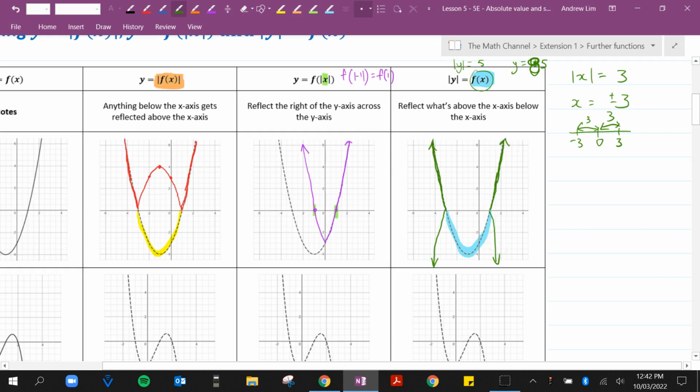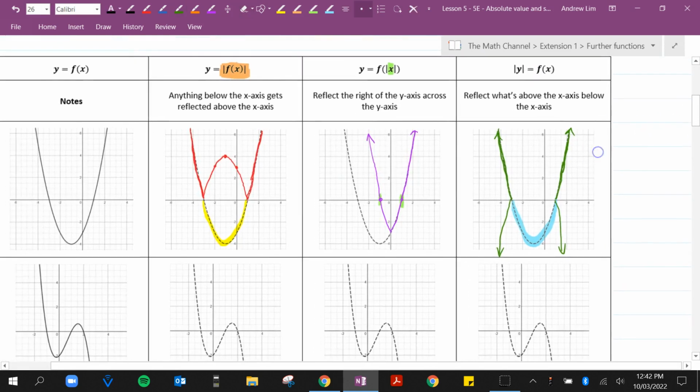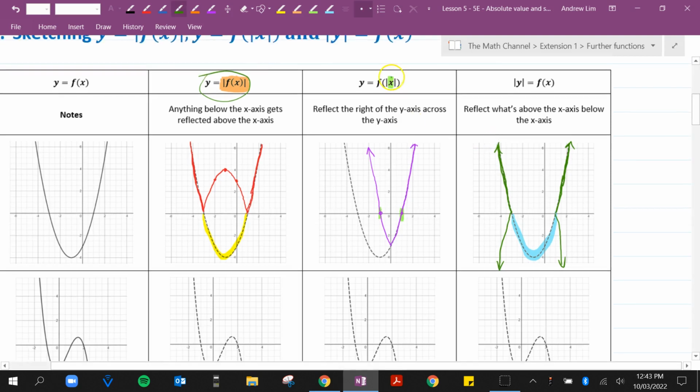Now, my way of memorizing this is to just memorize this one. That one, everything's positive, right? When we take the absolute value of f of x, everything's going to be positive. For the second one, when we've got the absolute value of x, it's going to reflect across the y-axis. So x and y. Here we've got the absolute value of y, it's going to reflect across the x-axis.